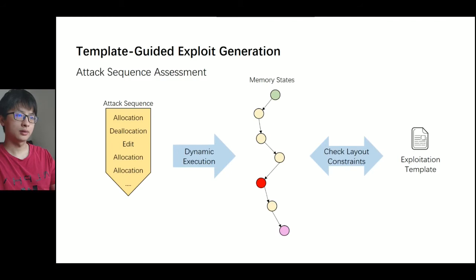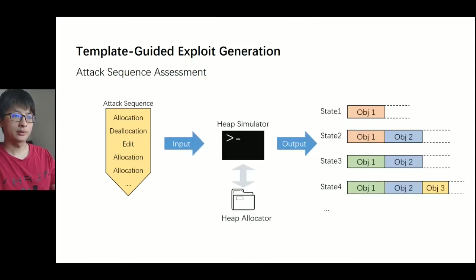The initial attack sequence may not lead to an exploitable state because it may fail to construct correct intermediate states. So we have to check if these states meet the layout constraints of the template. We dynamically execute the target program and the attack sequence and record the heap layout at runtime. Once the precedent backbone primitives of a memory state are finished, we will check if the current heap layout meets the layout constraints. We developed 2 methods to assess an attack sequence.